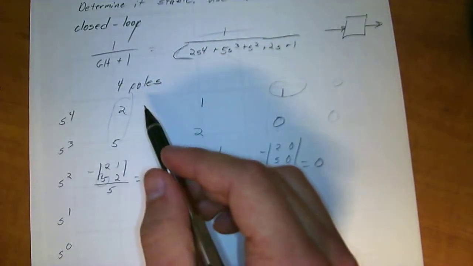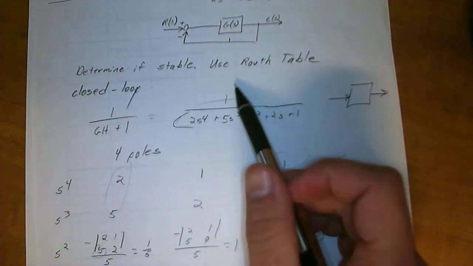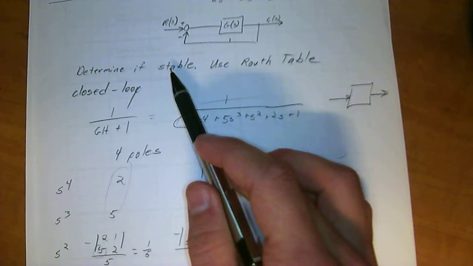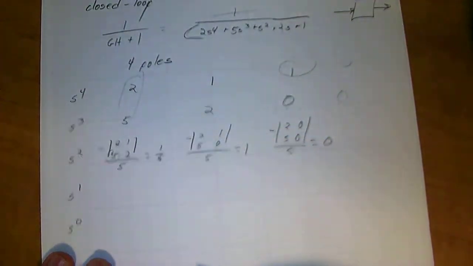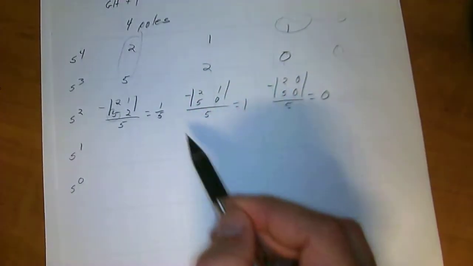Now, when you're working with a Routh table, sorry, can't pronounce the word, a Routh table, what you do is it is going to be stable so long as there are no sign changes in the first column. So we're looking for a plus, plus, plus, plus, or a minus, minus, minus, minus.